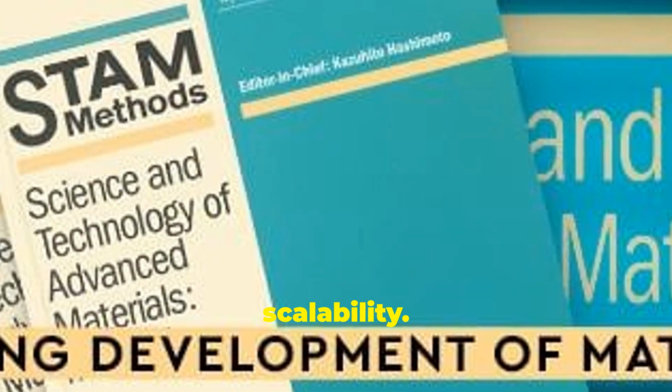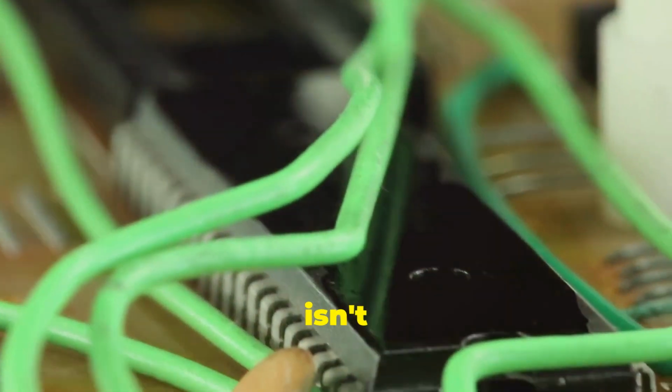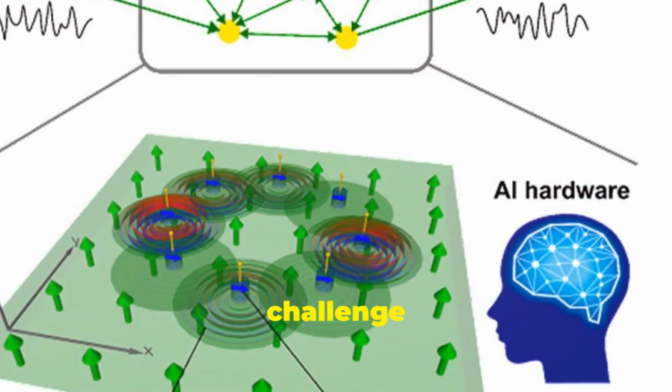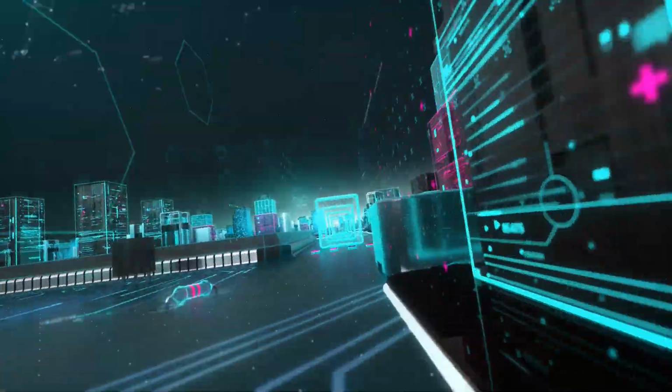Another hurdle is scalability. While we can create amazing spintronic devices in the lab, scaling them up for mass production is another story. Integration with existing technology is also a significant challenge. Our current infrastructure is built around charge-based electronics. Transitioning to spin-based systems isn't as simple as swapping out a few components. Lastly, there's the challenge of education and workforce development.